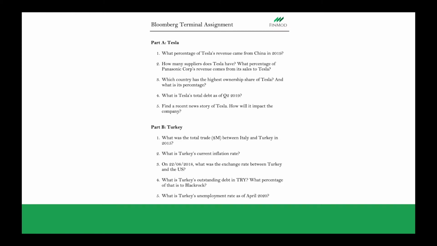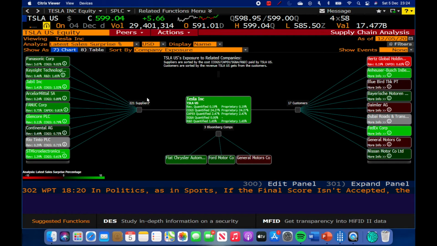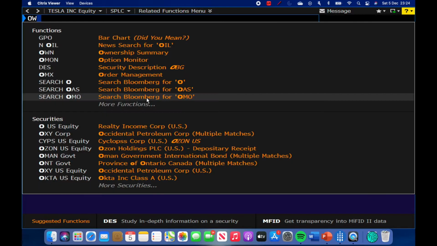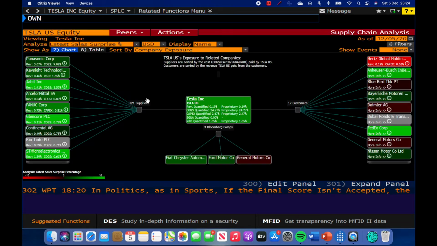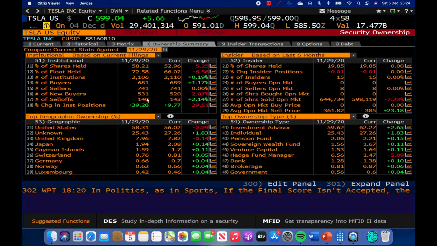Moving back to the terminal, to answer this question, we need to look at OWN, which is the function for ownership summary, and we are interested in this area. We look at top geographic ownership, and the question asked for the country with the highest ownership of Tesla, and we see here it is the United States, and it is 56.02%. So this is the answer to the third question.